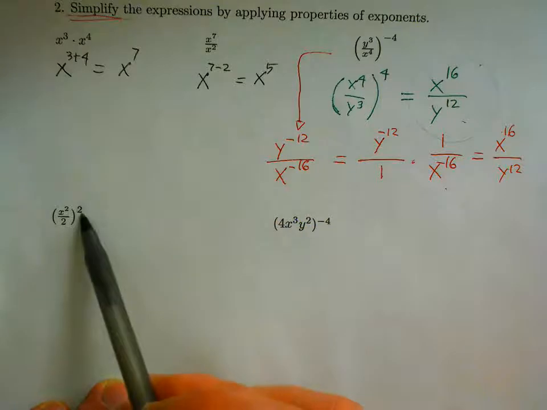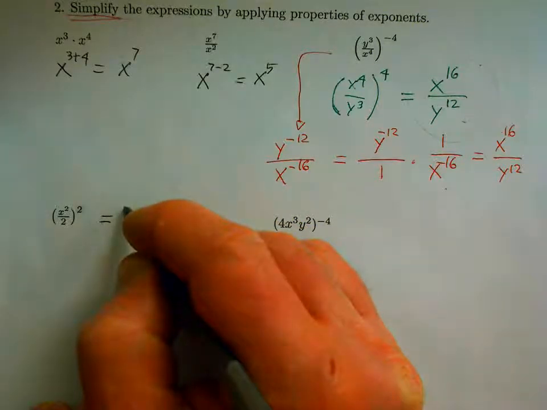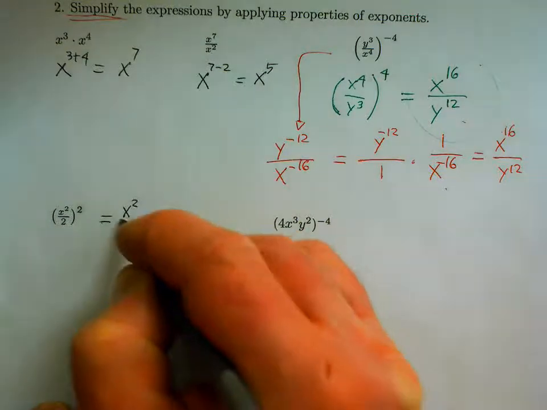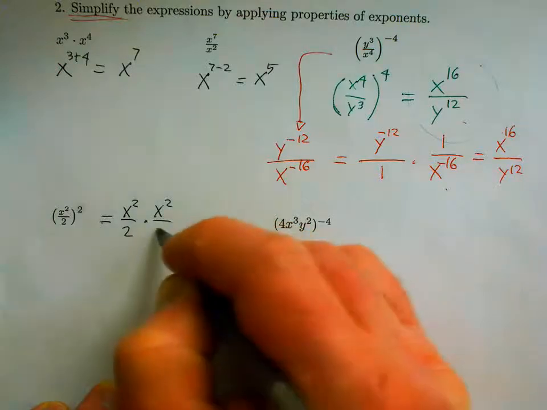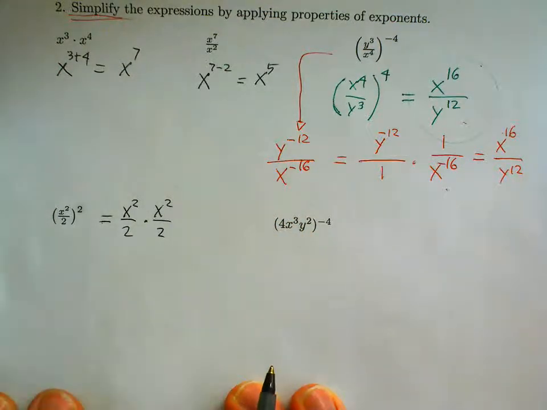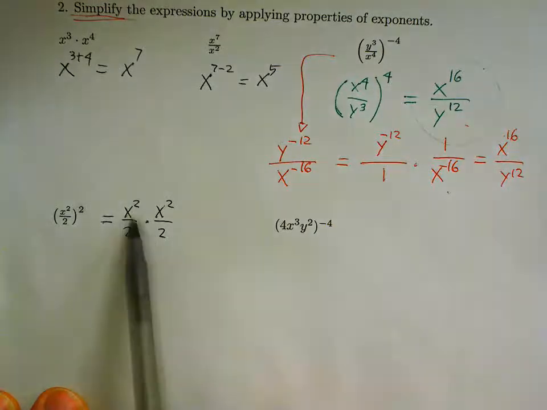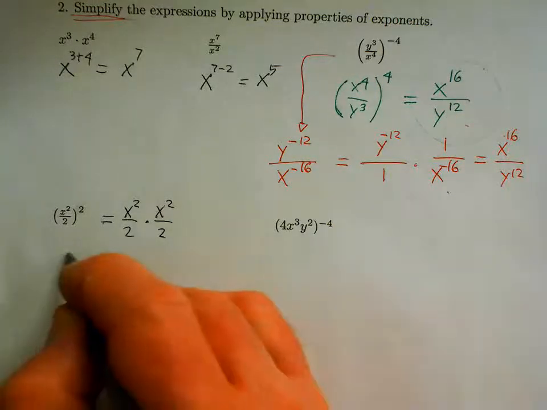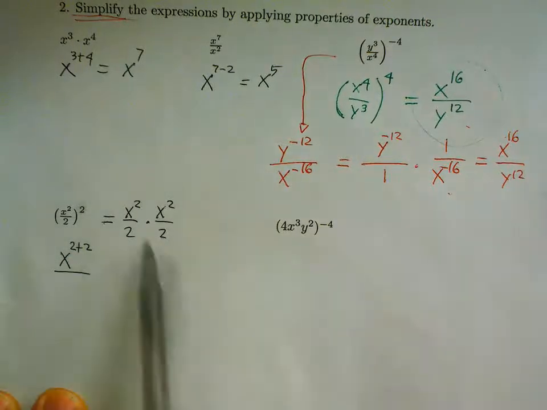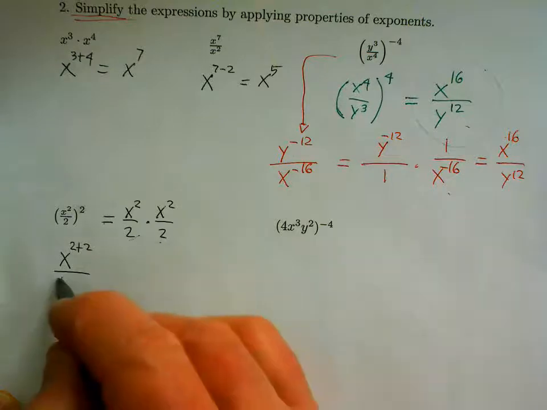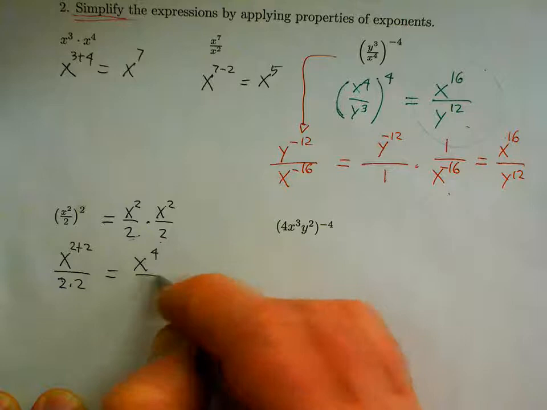Well, since the outer exponent is 2, we could just write this as x to the 2nd over 2 times x to the 2nd over 2. And then just multiply the fractions. X to the 2nd times x to the 2nd is x to the 2 plus 2. And in the denominator, 2 times 2. So we get x to the 4th divided by 4.